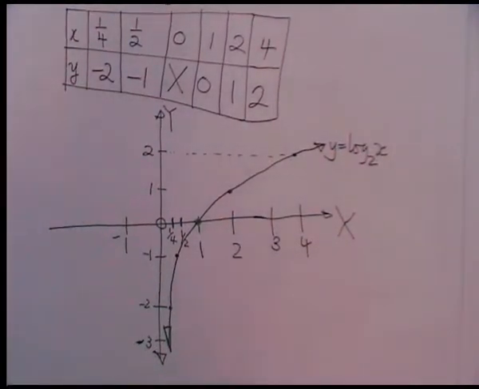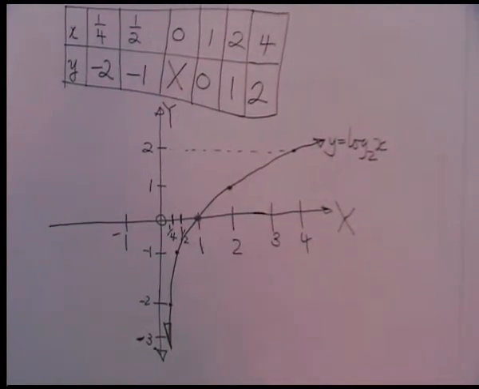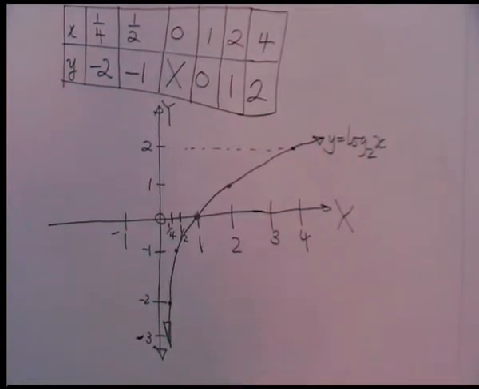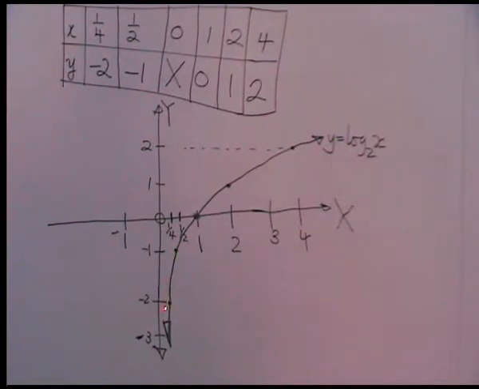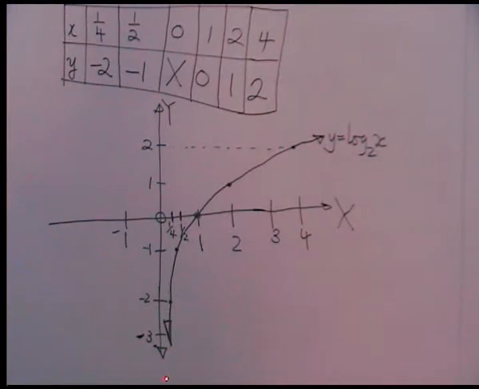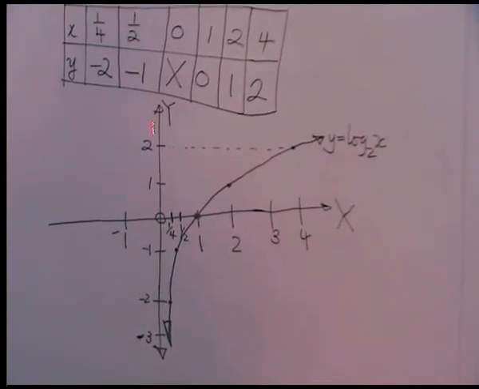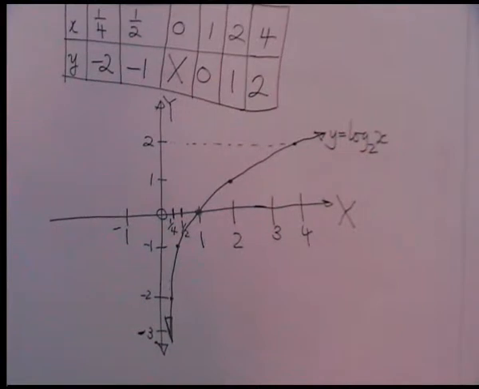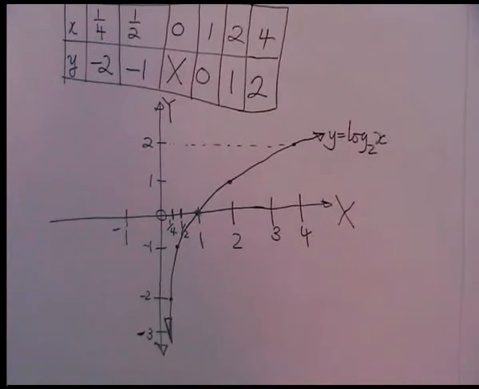Right. Now, an interesting point about this graph is that we can use numbers less than 1, but we will never use 0. That means this graph will keep coming closer and closer to the y-axis, but it will not touch the y-axis. So the y-axis becomes an asymptote, because that graph will come very, very close to the y-axis, but it will not touch it. So that's your log graph, provided your base is a whole number.